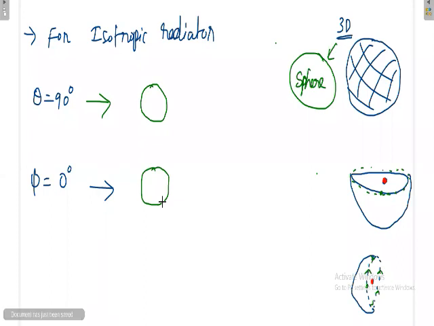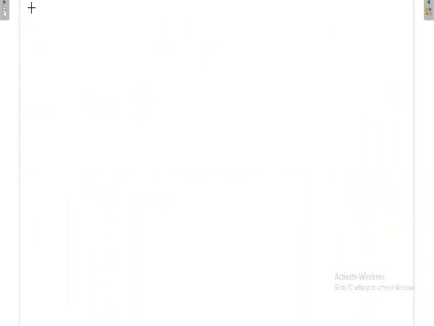Circle. Okay. Next, what is average radiation density? Please note down, density is different, intensity is different. There are two varieties. Now we'll see average radiation density.